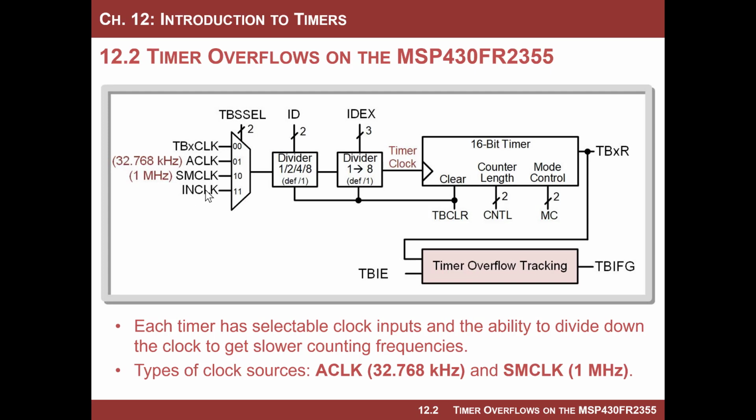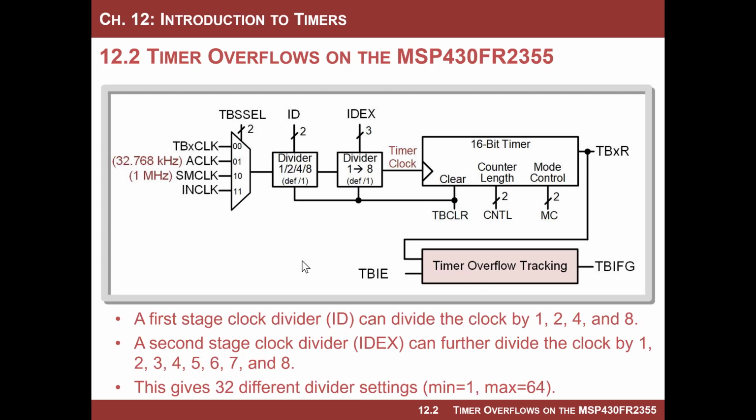Sometimes it'll be another clock that's generated internally. But we know that the first 3 choices are always the same, and that's true. This one you have to go look up and see what they wired up on your microcontroller. But these 2 are what we're going to use because they're internal, and that's it. So we're either going to choose ACLK or SMCLK.